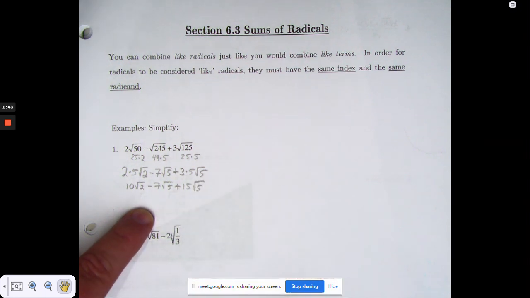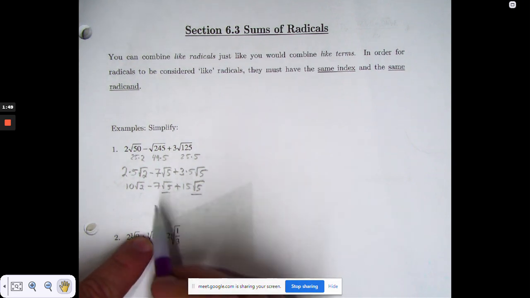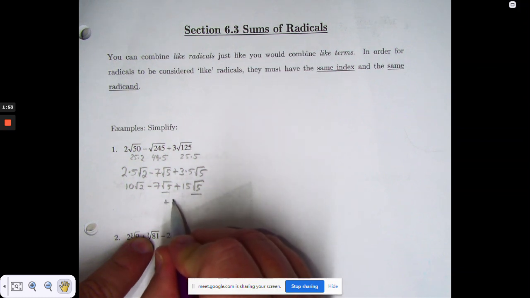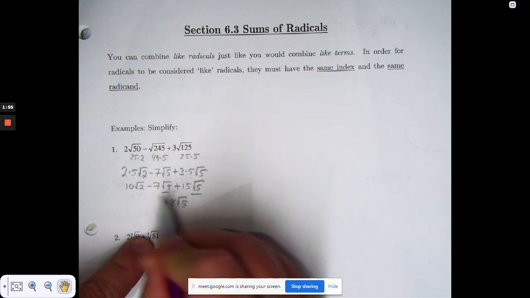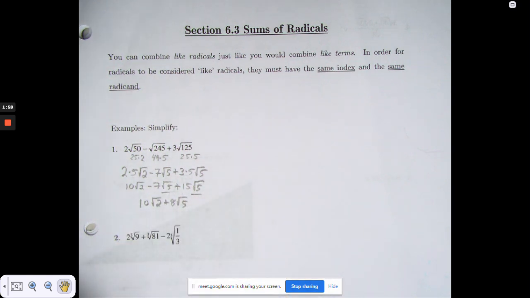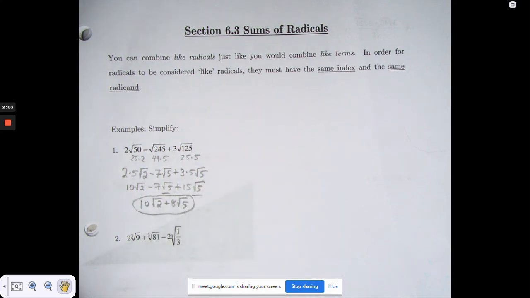root 5. So now we have to look at our like terms. So our like terms are this root 5 and this root 5. So we have minus 7 plus 15 leaves us with plus 8 root 5. And then we bring down our 10 root 2. Now there's nothing that we can combine there, so we're done with our problem at this point.